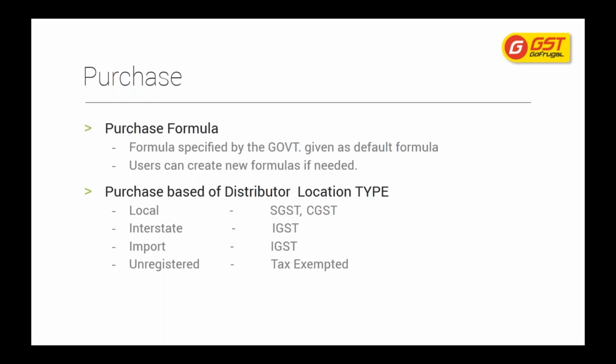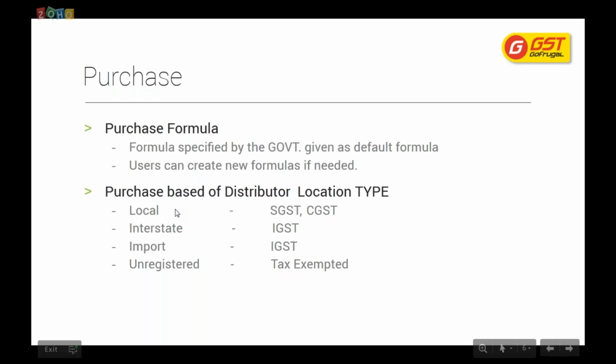We have also given a provision to create custom formulas, but we are very sure that there won't be any creation of custom formulas, as everyone will be following GST from July 1. And the purchase will be based on distributor location type. As you all know, there are 4 types of distributors.